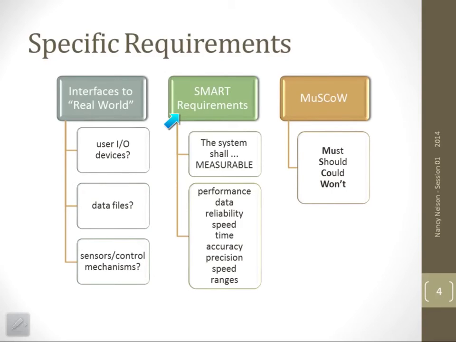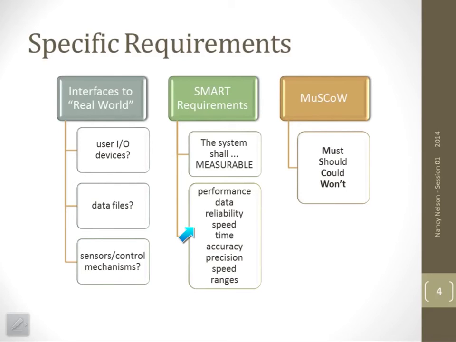The SMART requirements are things that are measurable. These are things like performance, data, reliability, speed, time, accuracy, precision. Oh, we got speed in there twice. Ranges of values. So we're going to talk about things like the platforms that we're going to use.